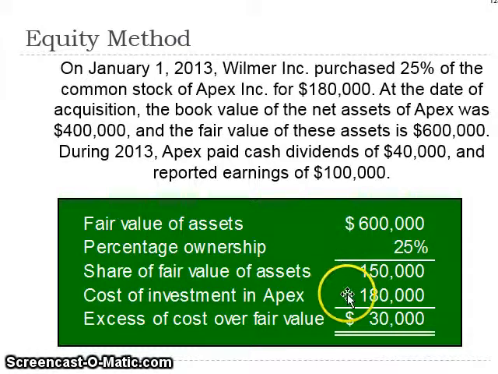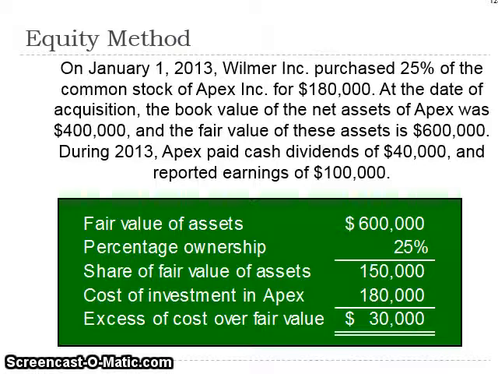If we paid more than it, then we paid an extra $30,000. We paid an excess over the fair value of the assets. That extra $30,000 is going to be referred to as goodwill, which I can't remember if you guys have covered goodwill yet, but goodwill is basically the amount you pay beyond the fair value of the assets being purchased.